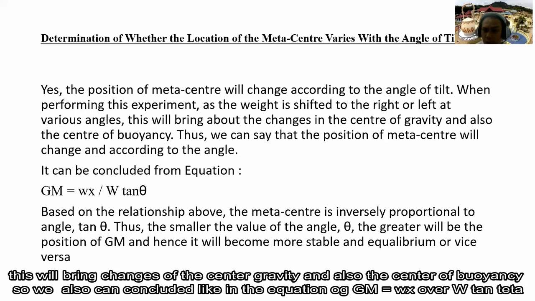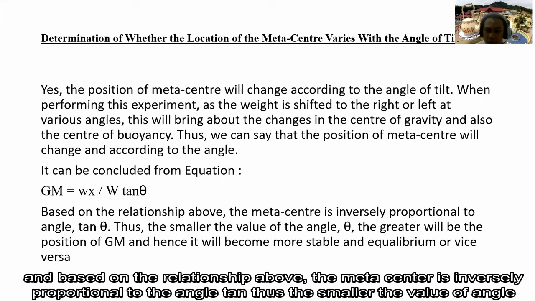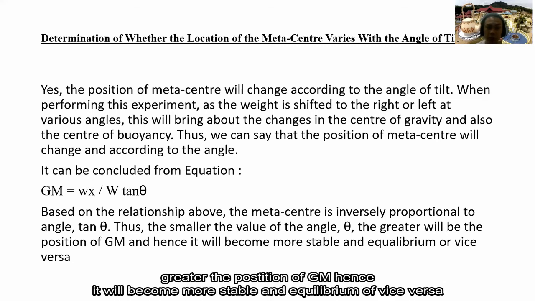It can also be concluded from the equation GM equals Wx over W tan theta. Based on the relationship above, the metacenter is inversely proportional to the angle theta. Thus, the smaller the value of the angle, the greater will be the position of GM, and hence it will become more stable in equilibrium, or vice versa.